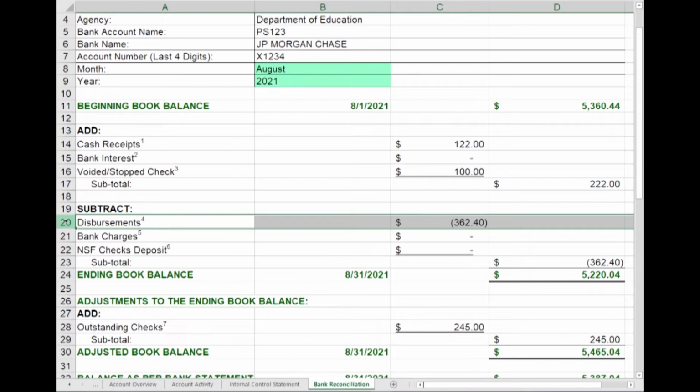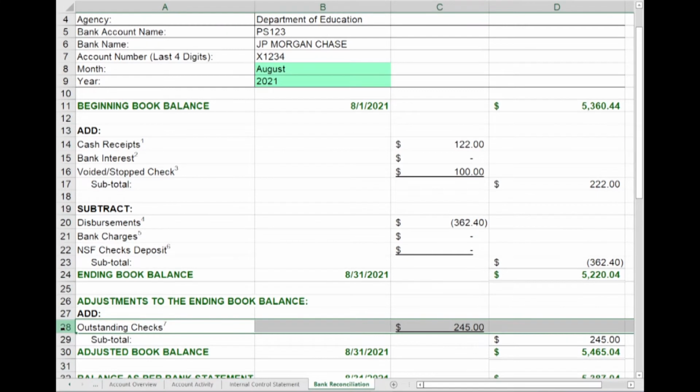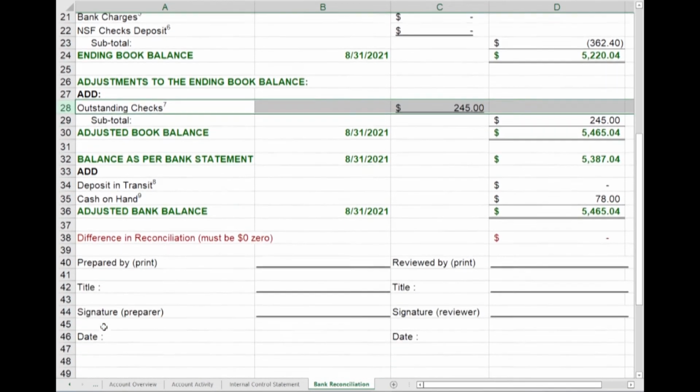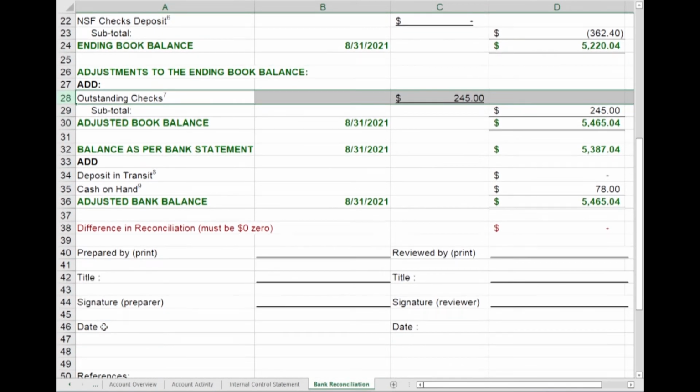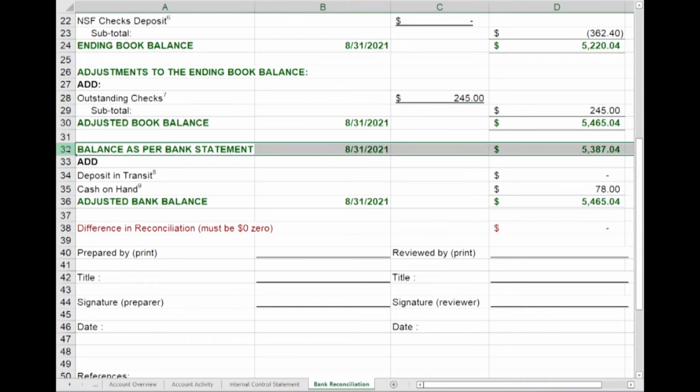However, in row 28, we see that one of these checks has not been cashed yet, so it is still an outstanding check. This means that the money is still in the bank and needs to reflect that. In row 32, we have the balance that we should expect to be on the bank statement as of the end of August.